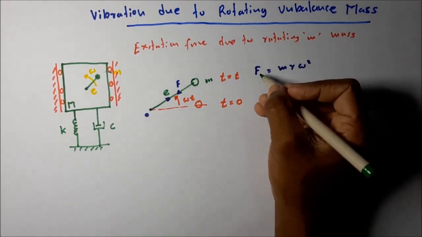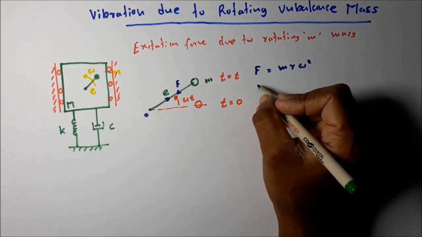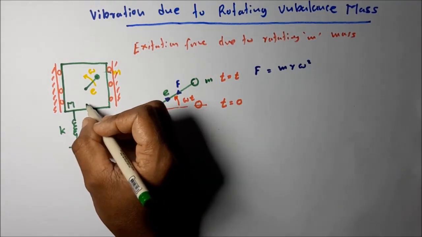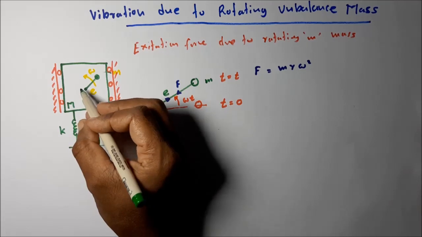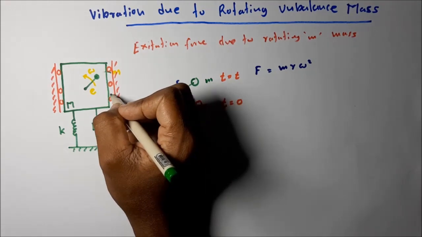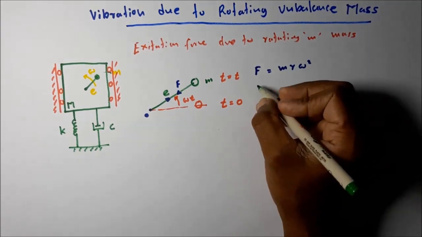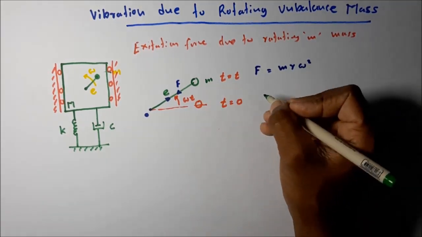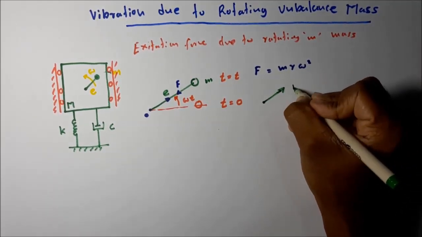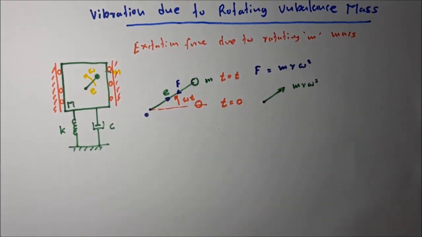Here you can see we can resolve this force F acting on the capital M mass in two perpendicular directions, the vertical direction and the horizontal direction. We are considering only a 1 degree of freedom system, that means only vertical vibration, and the vibration in the horizontal direction is restricted. For ease, we consider only the vertical direction vibration. We can resolve this force into two components. What are these two components?